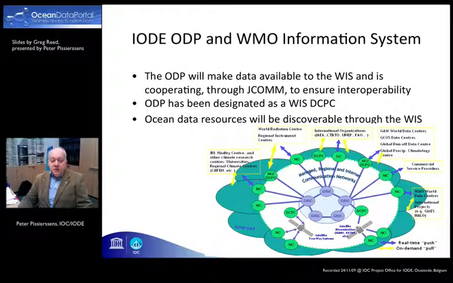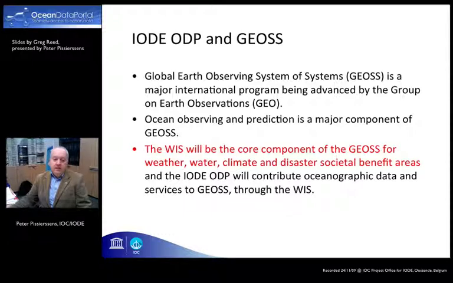I already mentioned it, close collaboration with the WMO information system. The Ocean Data Portal will make the data available to the WIS, and it is cooperating through JCOMM to ensure this interoperability. In fact, if you look at the structure of the WMO information system, Ocean Data Portal has been designated to be a DCPC. And also, therefore, all ocean data resources will be discoverable through this WMO information system. And you can see here what the elements are.